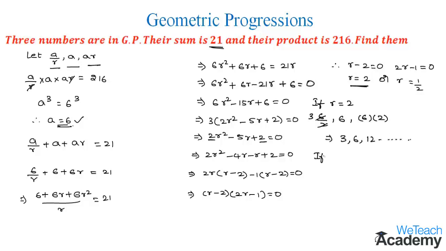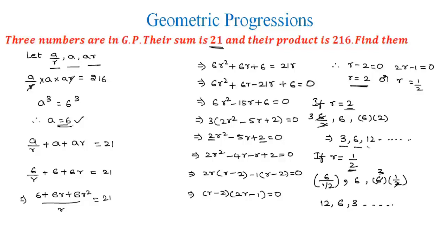And now let us consider the r value as 1/2. We get 6 divided by 1/2, 6, 6 into 1/2. On simplifying, 2 ones are 2 and 2 threes are 6. Coming to the first number, the denominator term 1/2 gets reciprocated and multiplied with 6 in the numerator. So on multiplying 6 and 2 we get 12 as the first term, then we have 6 and then we have 3. So we observe that in both the cases the three numbers are 3, 6 and 12.